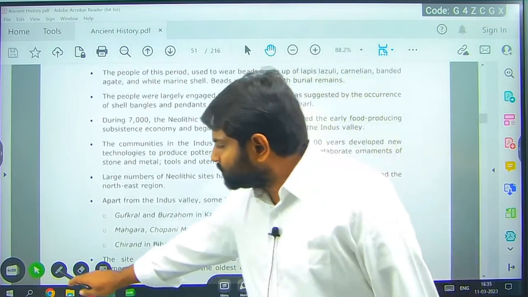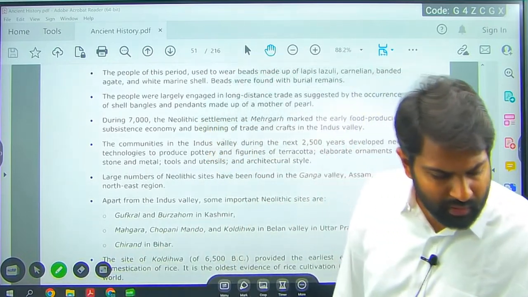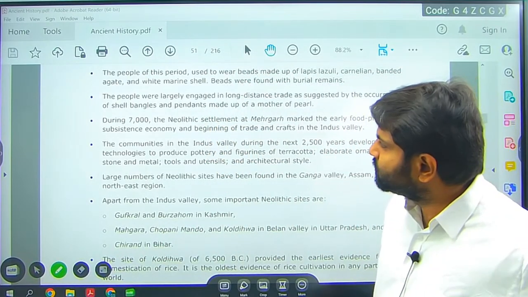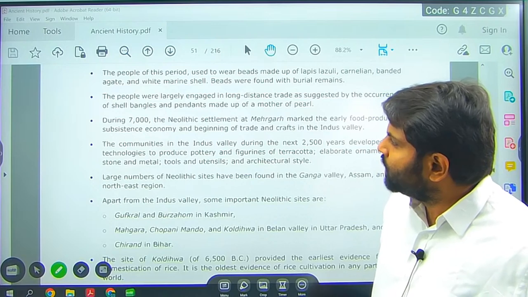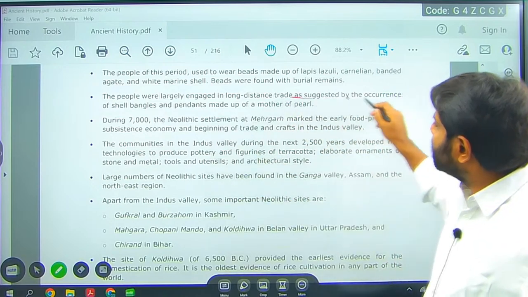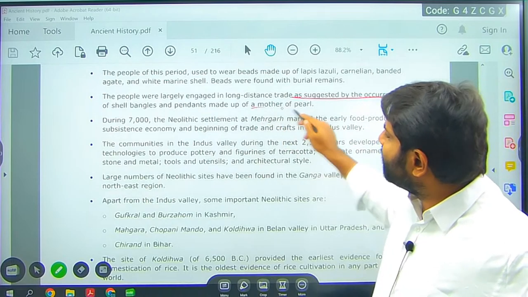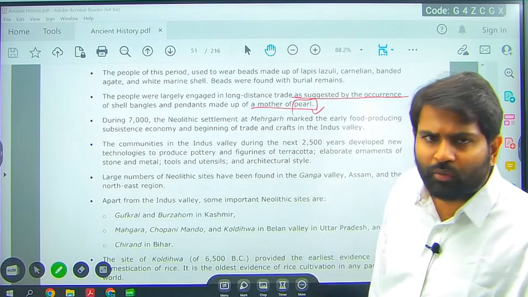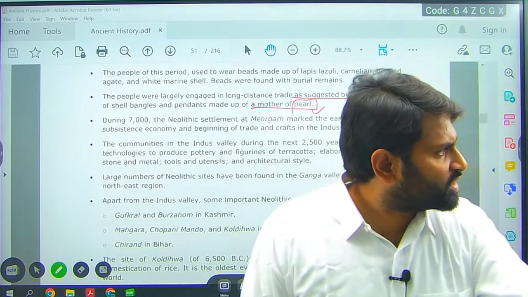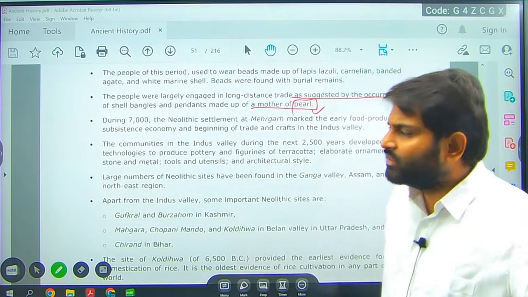Lapis lazuli. Normally this stone is available from Afghanistan. The people were largely engaged in long distance trade, suggested by the occurrence of shell bangles and pendants made of mother of pearl. So pearls and access to oceans clearly say that they traded in these particular items.